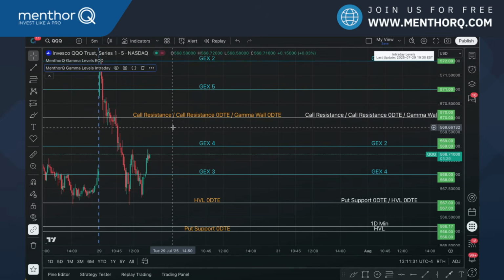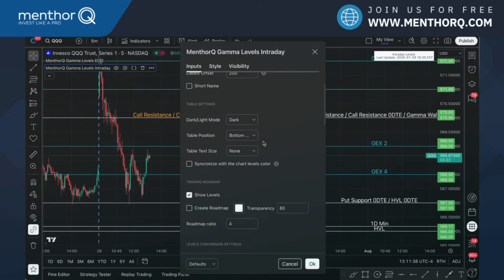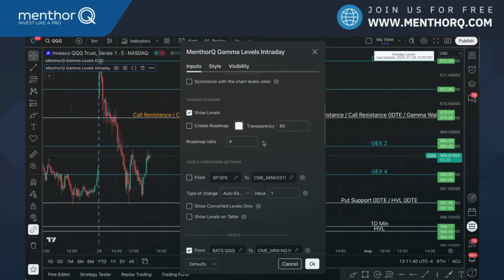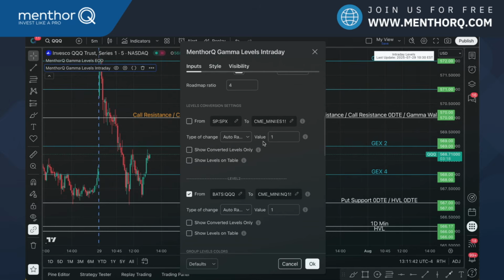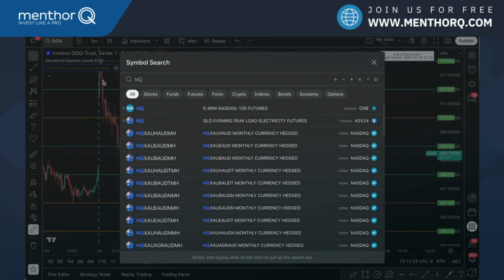So now let's go into what happens if I trade futures. What can I do with that? If you come into the indicator, there are different settings, and we are not going to go over all of them. But very important, we have our conversion here. I could convert levels from any asset to any asset. I could convert NVIDIA to NQ, or Amazon to NQ. But what I'm doing now is converting QQQ to NQ. This is using our intraday data, but let's first go on NQ.